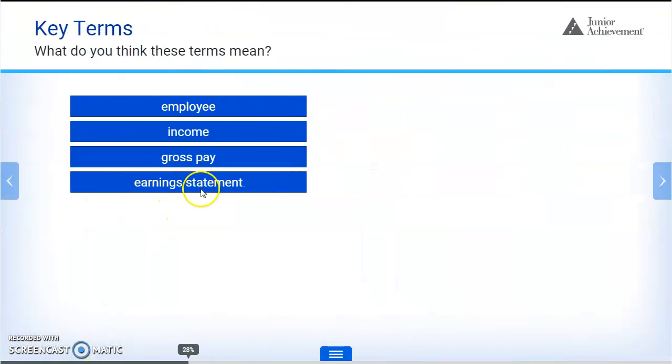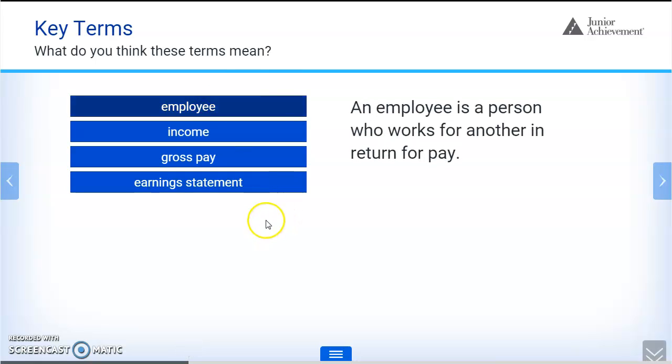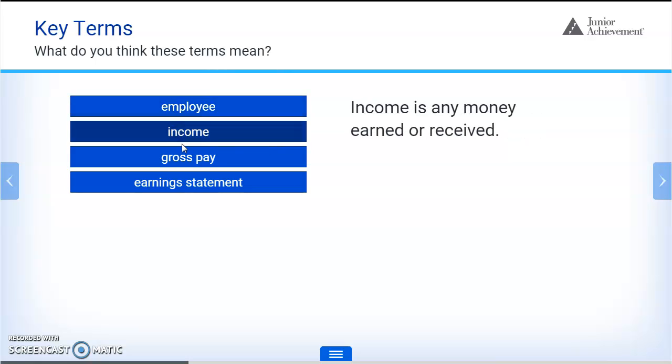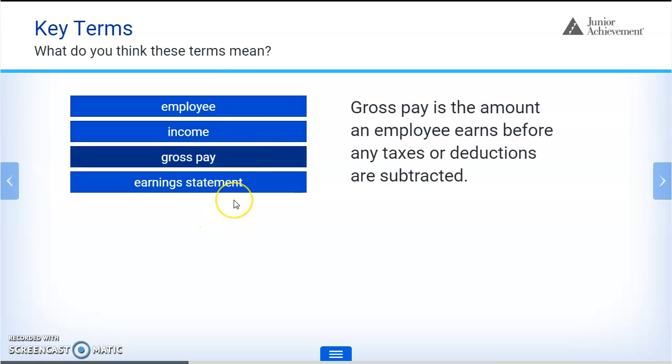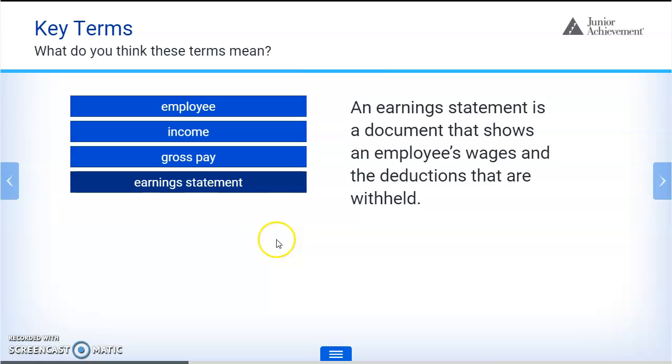Okay, so we got four key terms. First term, employee. An employee is a person who works for another in return for a paycheck. Income. Income is any money earned or received. Gross pay is the amount an employee earns before any taxes and deductions are subtracted. Earning statement. An earning statement is a document that shows an employee's wages and deductions that are withheld.